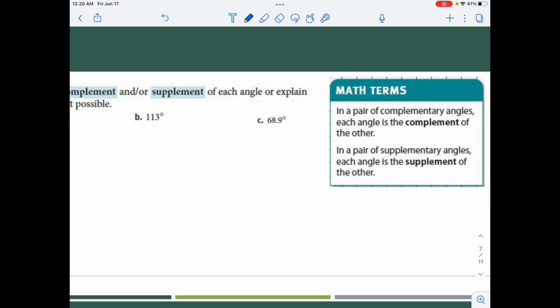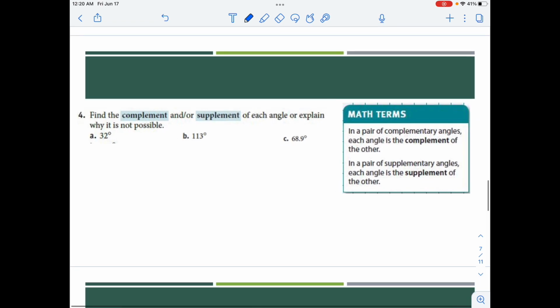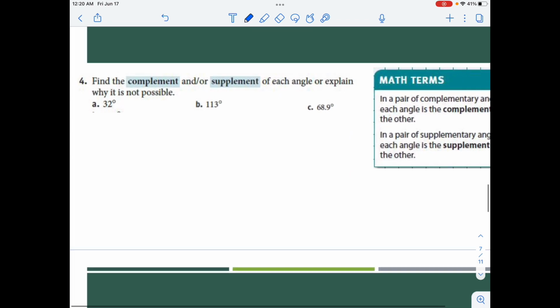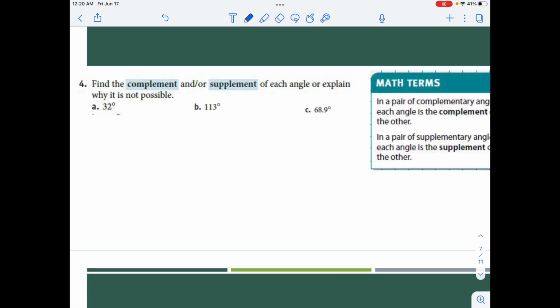In a pair of complementary angles, each angle is the complement of the other. In a pair of supplementary angles, each angle is the supplement of the other. Okay, let's look at this one. Find the complement and or supplement of each angle, or explain why it is not possible. Let's start with 32 degrees first.